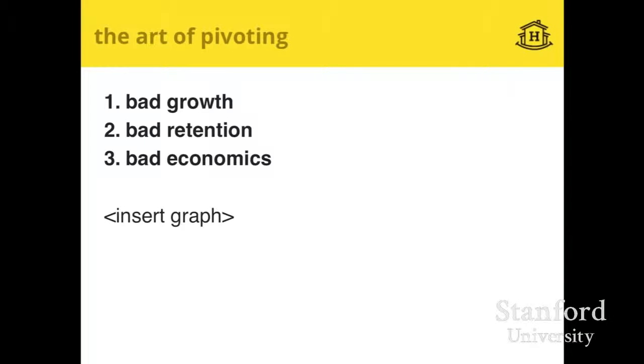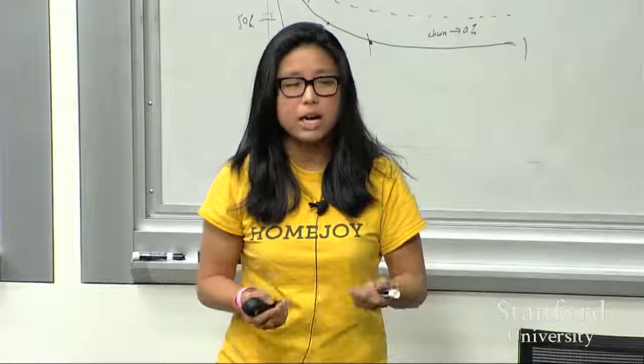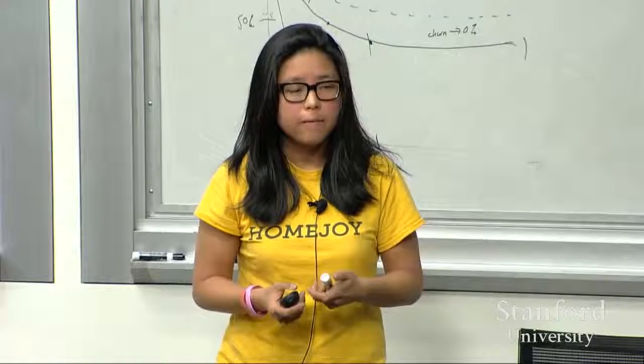So, the art of pivoting. A lot of people ask me about this. HomeJoy in its current concept was literally the 13th idea we fully built out and tried to execute on and try to get customers for. And so a lot of the questions I get is, how did you even get to that 13th idea? And how did you decide when to move on?